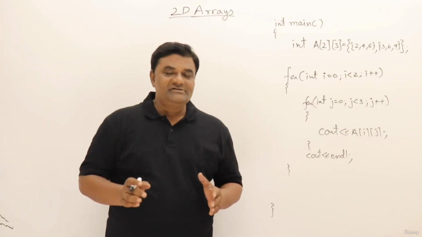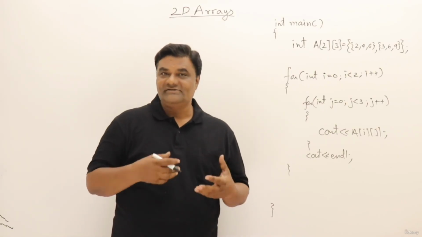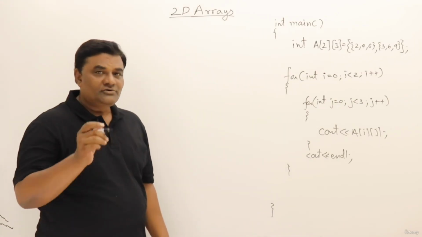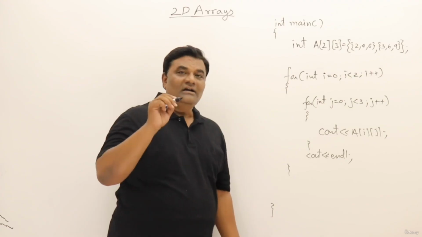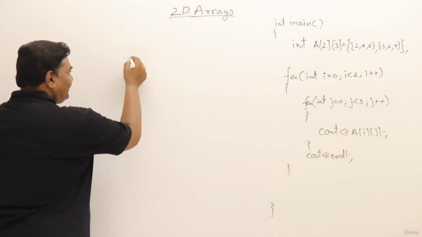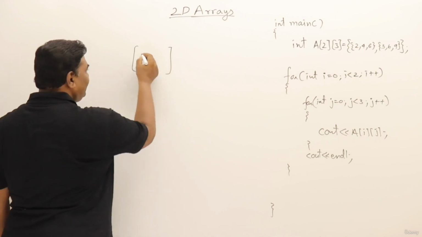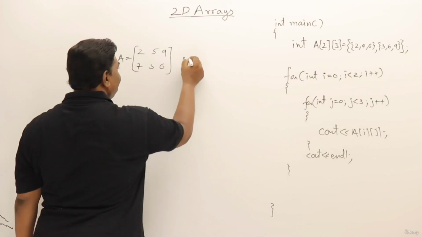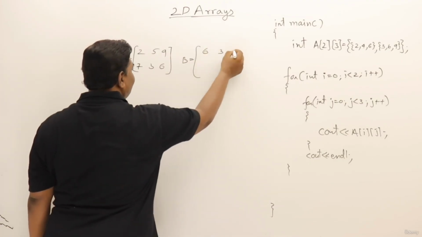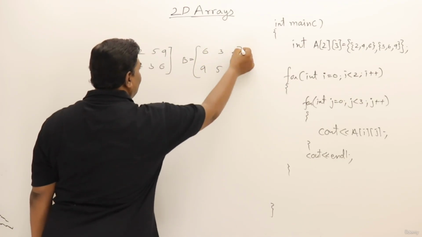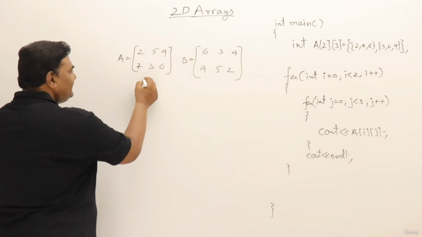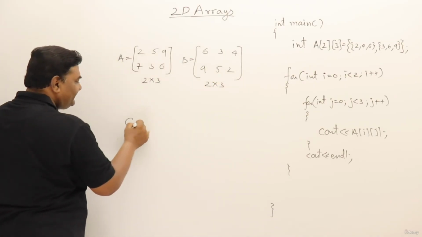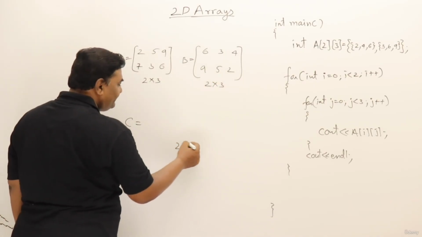Next, mostly two-dimensional arrays are used for performing operations on matrices, like adding, subtracting, or multiplying two matrices. So let us look at one simple program for adding two matrices. First I will explain how matrices are added. Suppose I have two matrices: matrix A is 2, 5, 9, 7, 3, 6, and matrix B is 6, 3, 4, 9, 5, 2. These are the two matrices. The dimensions of both are 2 cross 3 and 2 cross 3.